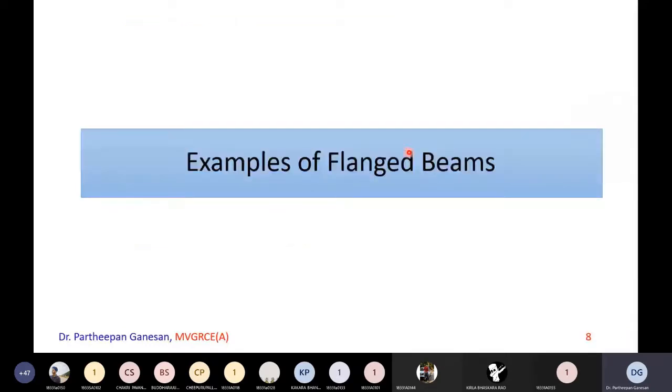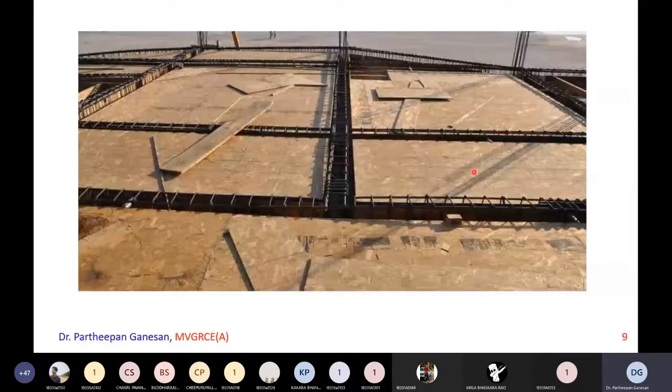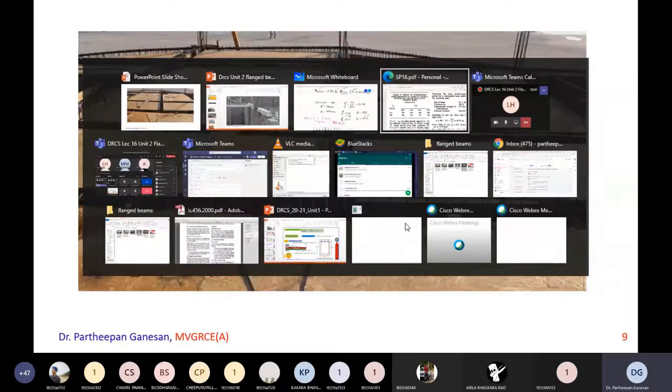Now, where do you see a flanged beam? In practically any reinforced frame structure, you will mostly see only flanged beams. For example, here is a site where formwork is in progress. These are all formwork for the slab, floor slab or roof slab, right? And these are the beams placed here. Beam reinforcement is placed here. After that, they will place the slab reinforcement, then pour the concrete. Now, what is this T-beam or flanged beam? I want to show some video before getting on to this.